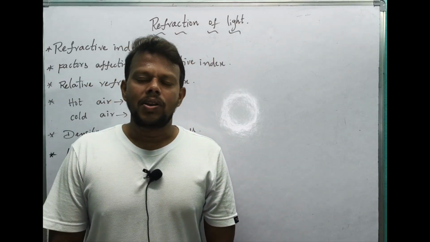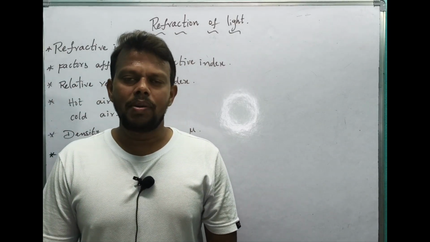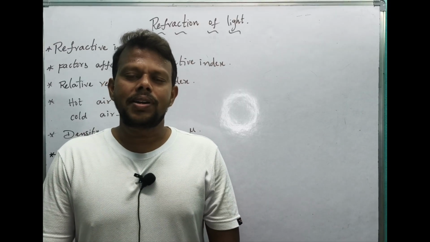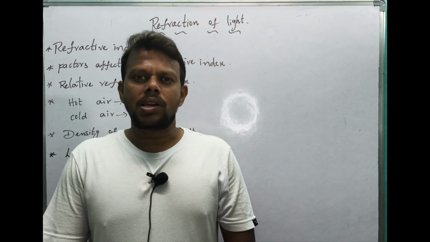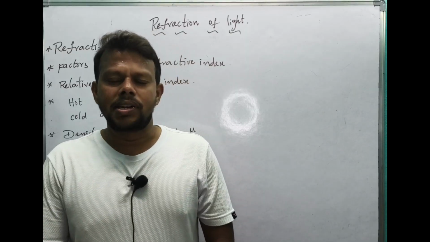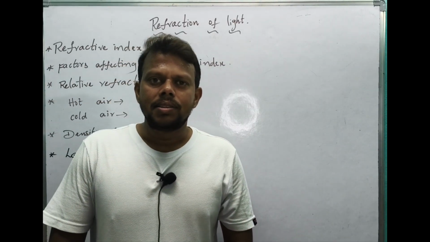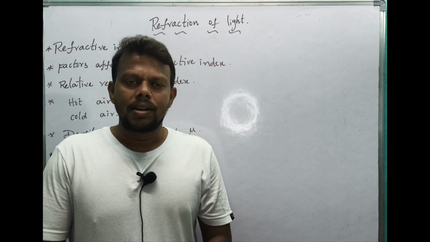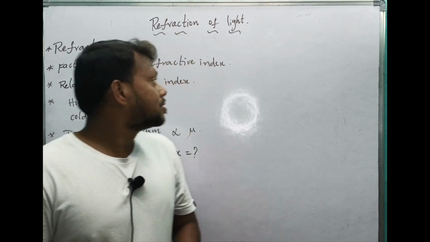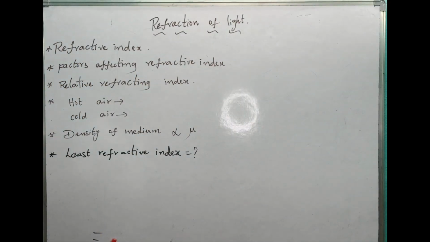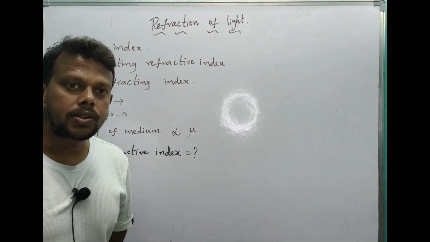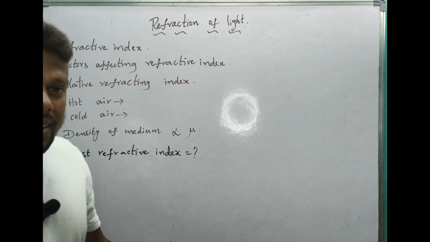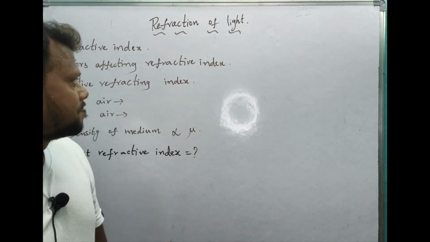In the last class, we discussed the refraction of light. We saw how the ray bends towards the normal or away from the normal when traveling from one medium to another. We also saw the laws of refraction and Snell's law. In this class, we are going to learn the refractive index, the factors affecting the refractive index, the relative refractive index, hot air, cold air, density of the medium, and the least refractive index of the medium.